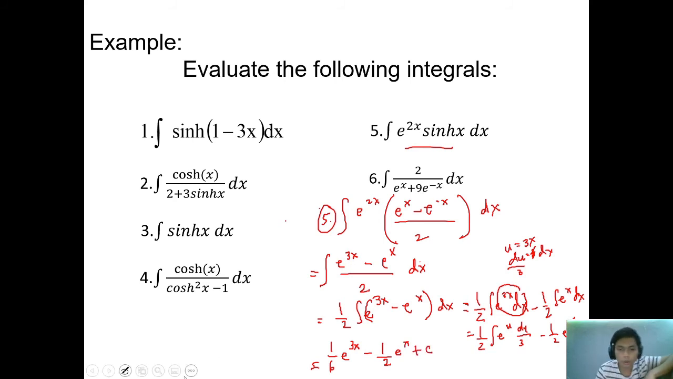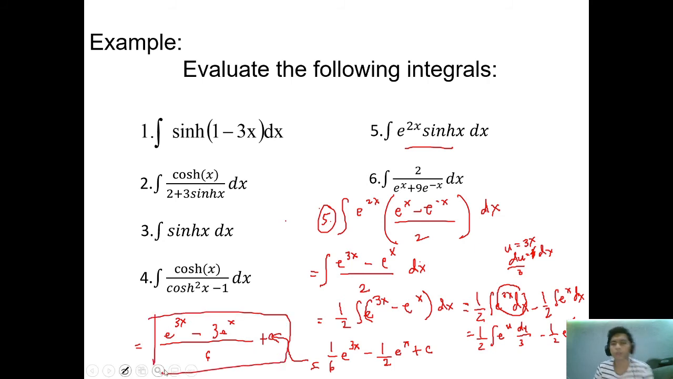Okay? Or we can easily simplify that into e^(3x) minus 3e^x all over 6, plus c. That can be your final answer.